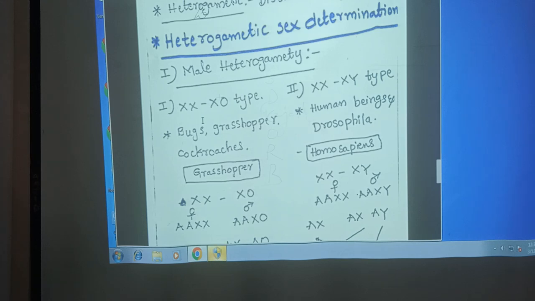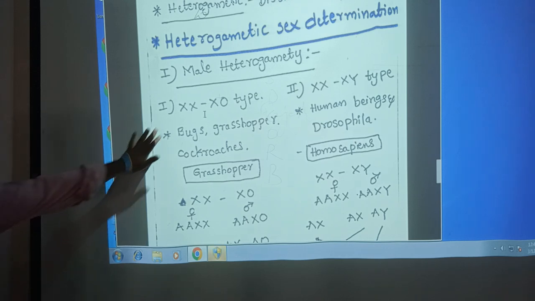All the ova contain the AX complement of chromosomes and the sperm are of two types. One type of sperm has the AX complement and the other has only the A complement. The sex of the offspring depends on the type of sperm that fertilized the ovum. Okay, this one is mainly important.